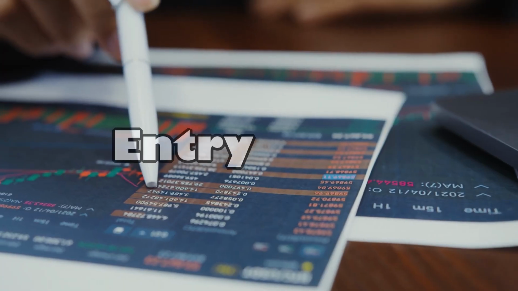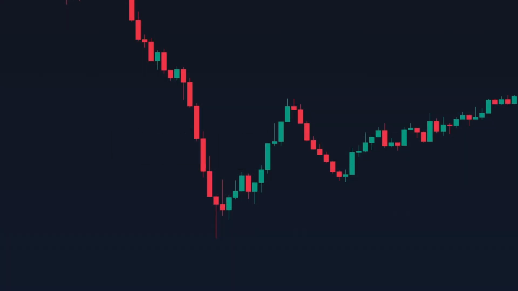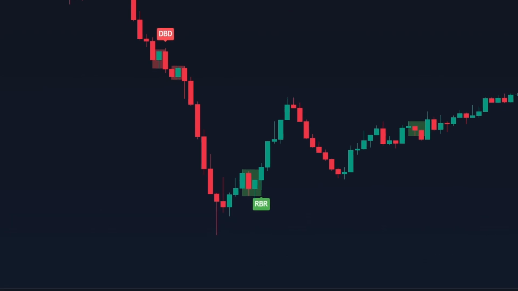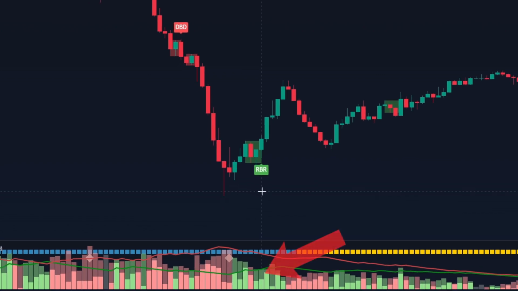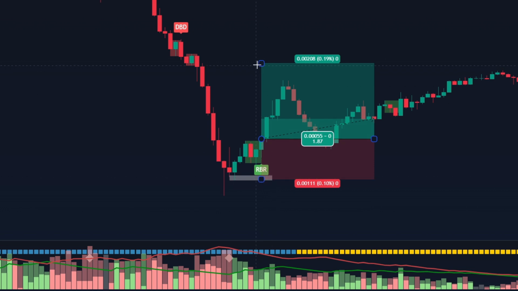Now, let's go over the entry rules for this strategy. For a long trade, the entry candle has to be green. The supply and demand indicator has to issue a buy signal. The ultimate volume indicator has to show bullish volume. If these conditions are fulfilled, we will place a buy order at the candle close. Set the stop loss to the previous market low. Set take profit at a 1 to 1.5 risk to reward ratio.